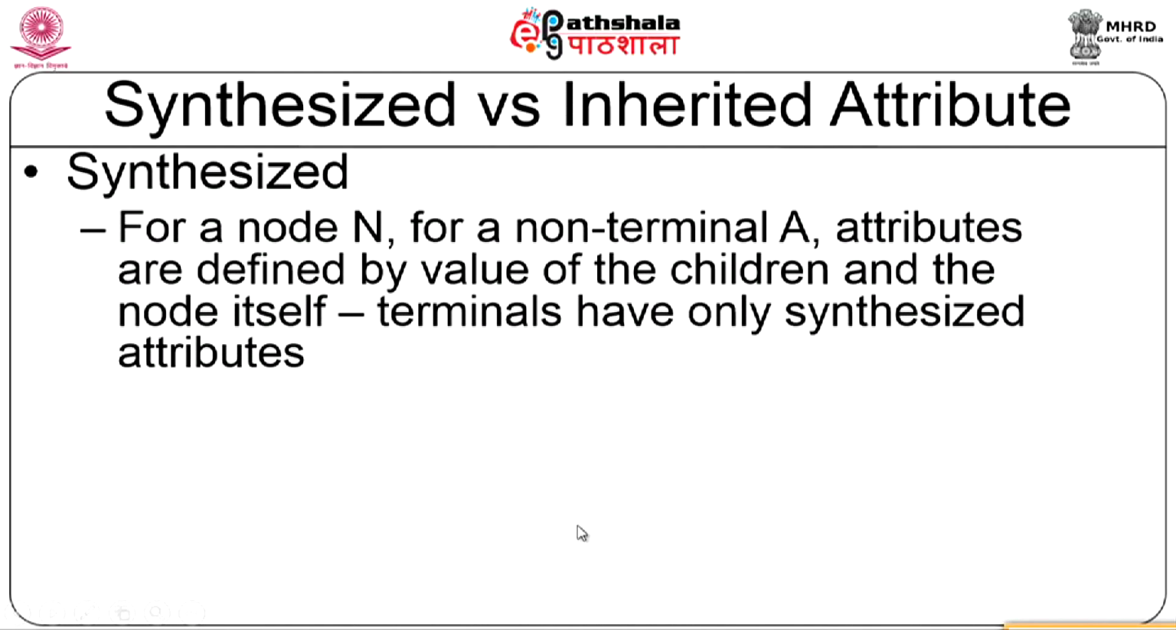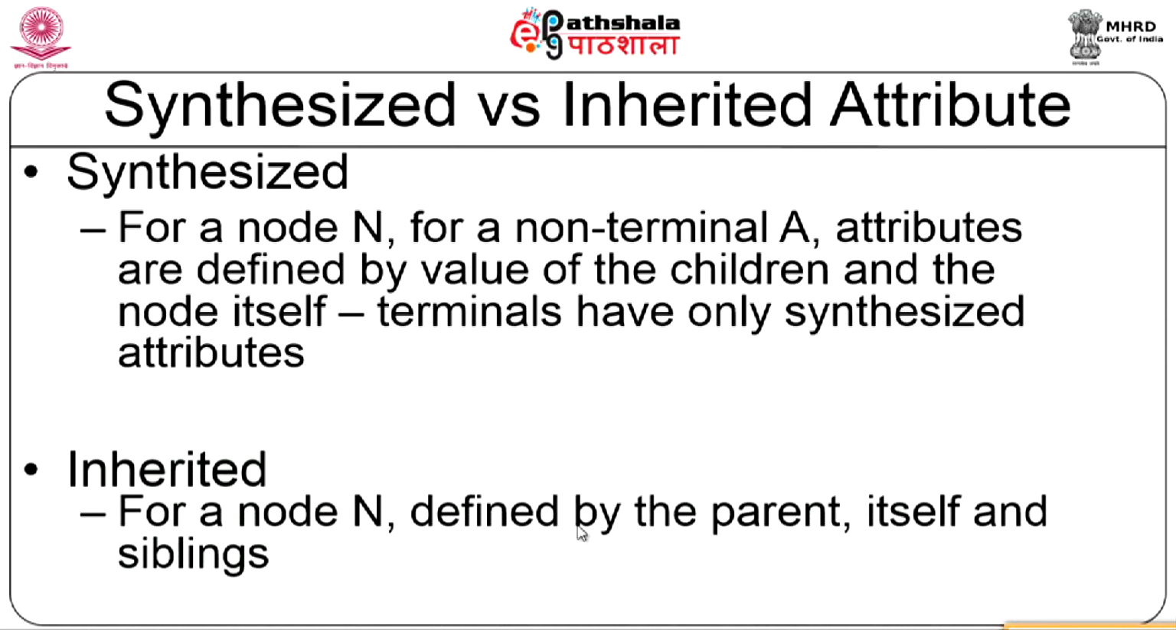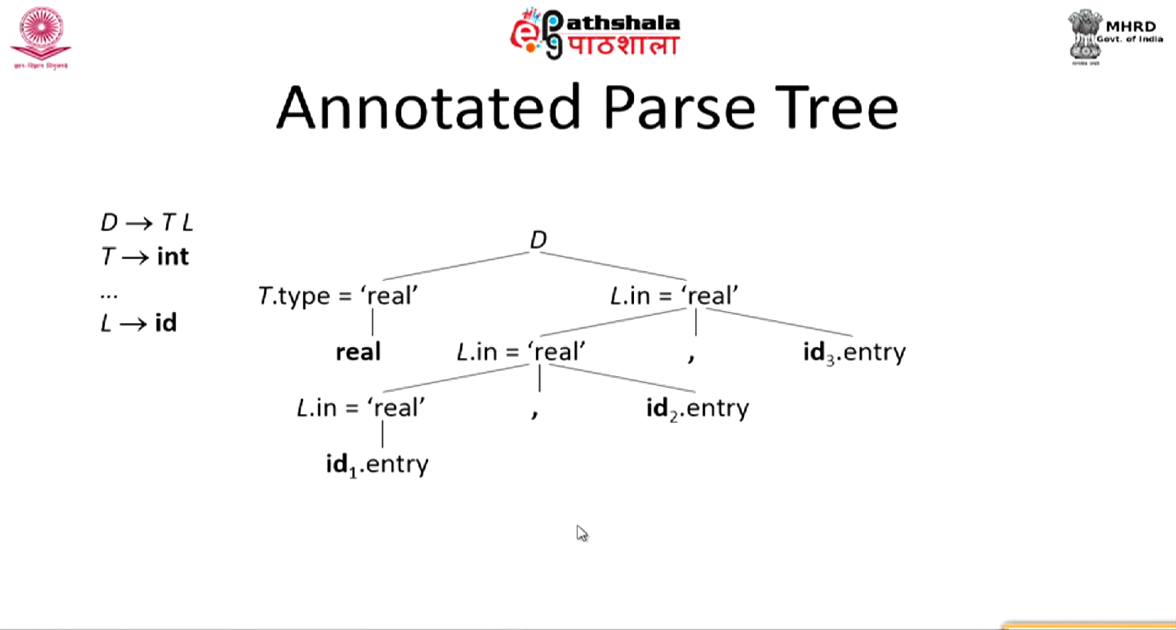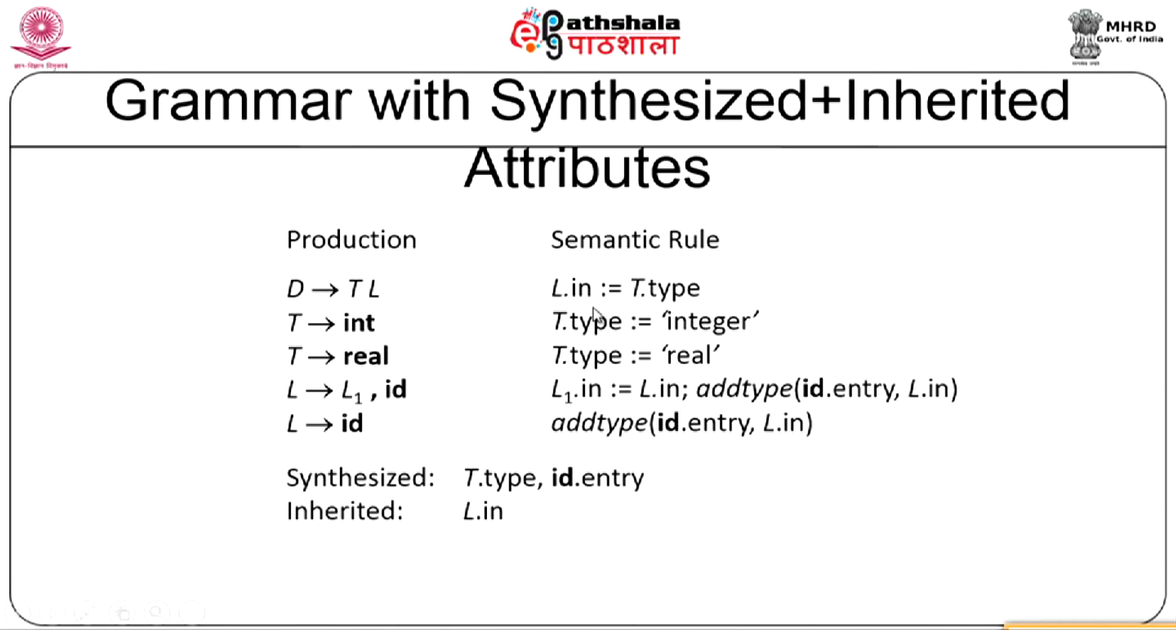So this is a definition for a node n, which we have just now seen. So, synthesized versus inherited attribute, and we have also seen the S-attributed versus L-attributed definition. This is again what we have basically seen. In this example, the synthesized attributes are T.type and id.entry, and the inherited attribute is only L. As I already said, by default the terminals are going to be synthesized attributes, and T on the other hand depends only on its child, either int or real. Therefore T is also going to be synthesized.